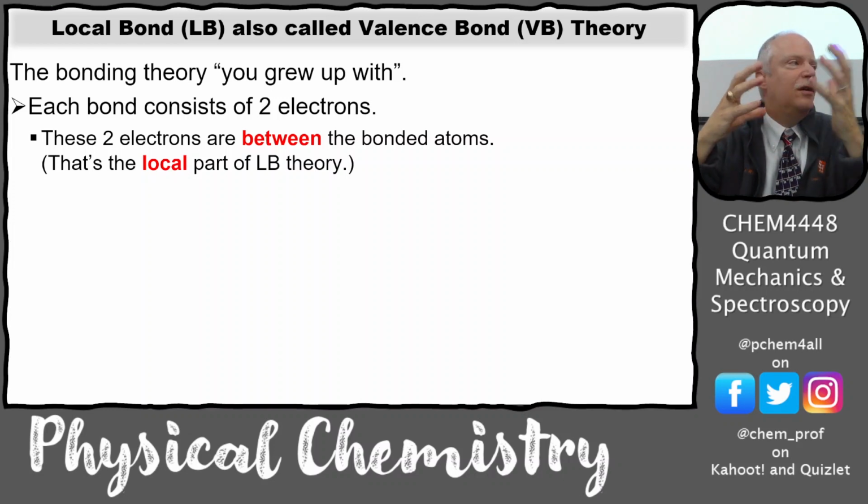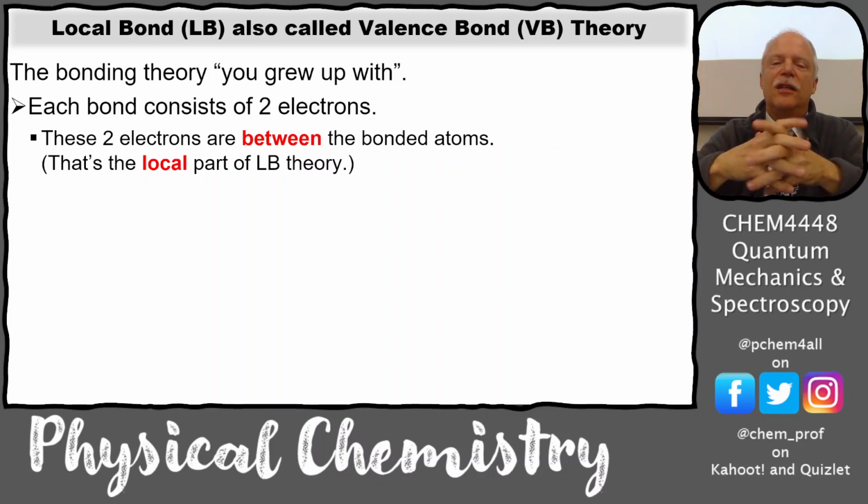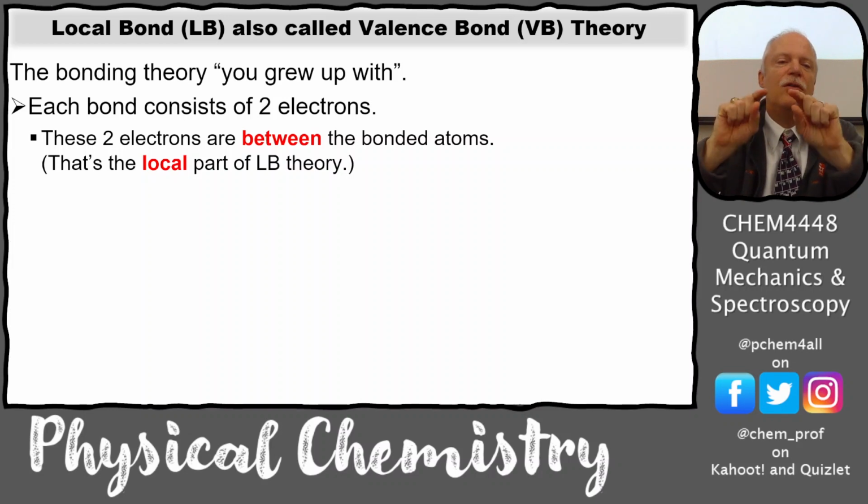Even though they have all of their core electrons, those don't participate in bonding. If you take away those valence electrons, even if you take away one of them, that's a positive cation now, and it's going to really strongly repel other cations. And so we're taking these valence electrons and sharing those valence electrons. And so for local bond theory, we're putting those two directly between the bonded atoms. So that's the local part of local bond theory.